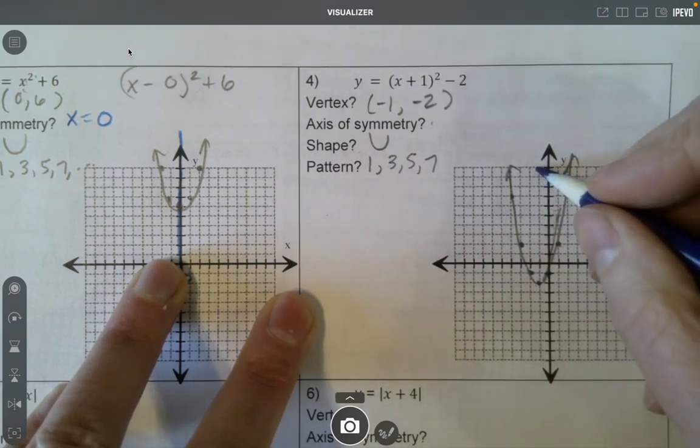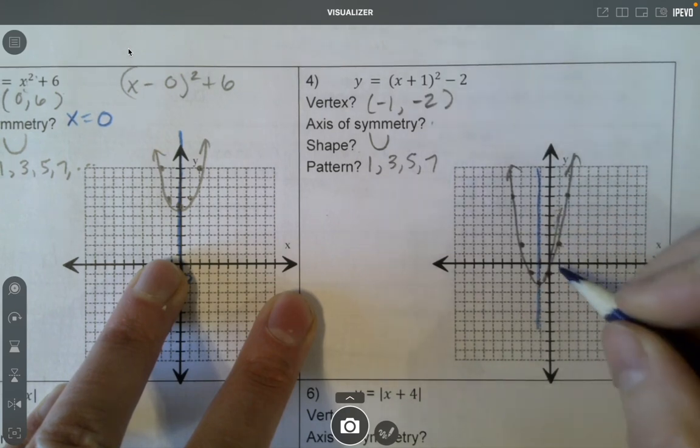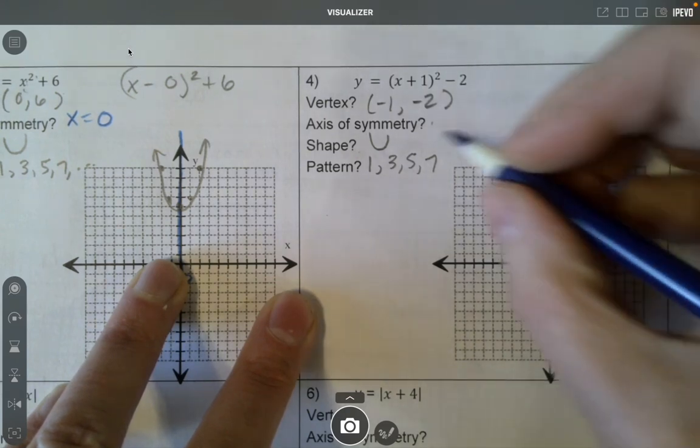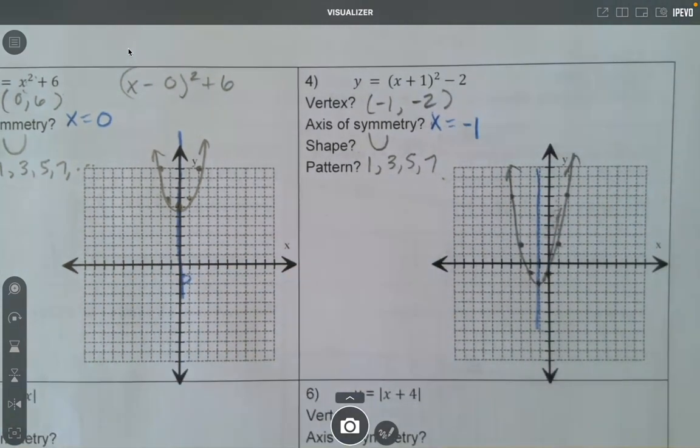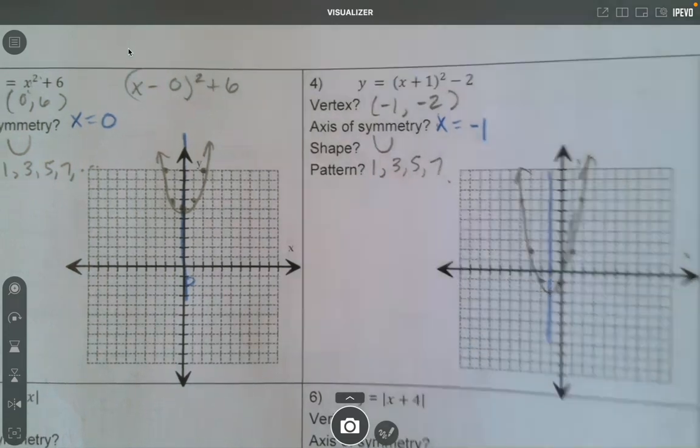And then our vertical line down the middle is an axis of symmetry. And let's see, it crosses our x-axis at -1. It's a vertical line, so it's x equals -1. All right, we're getting there. We've got 4 more left.